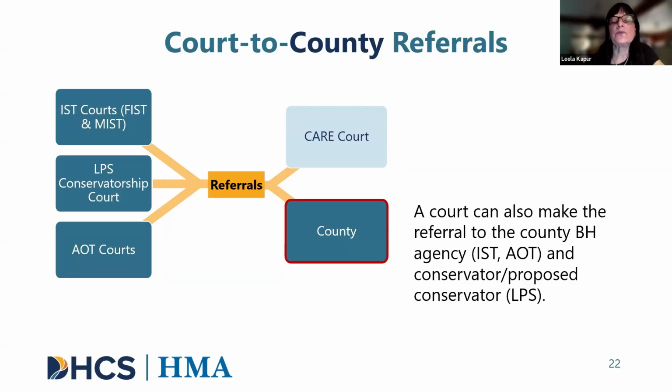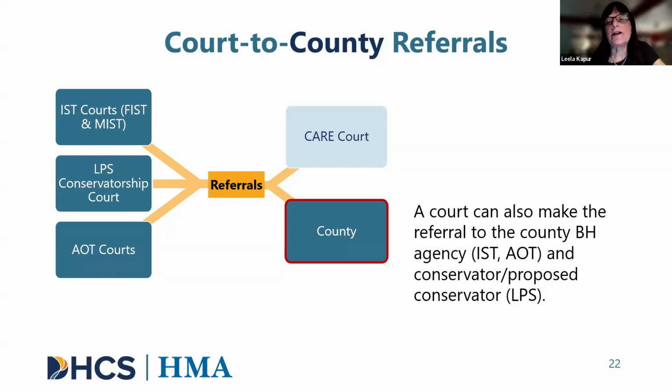And what this looks like is one of these referring courts refers an individual to the county. If it is an IST or an AOT referral, it's going to go to the county behavioral health agency. And if it's an LPS referral, it's going to go to the conservator or the proposed conservator, who most likely is going to be the public guardian or the public conservator. So if one of the referring courts does not believe they have enough information to make a referral directly to the CARE court, they can still make a referral, but it would go through the county for its investigation and determination of whether a petition should be filed or not. So again, I'm just going to reiterate two different pathways for those courts to make a referral to determine eligibility for someone to enter into the CARE program.